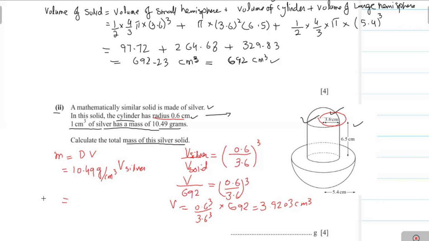You see here the mass is 10.49 multiplied by the volume of silver. This value is 3.203. We write here 3.203. And we substitute the volume of silver here, 3.203. And when we multiply this, we get 33.6 gram is the answer.